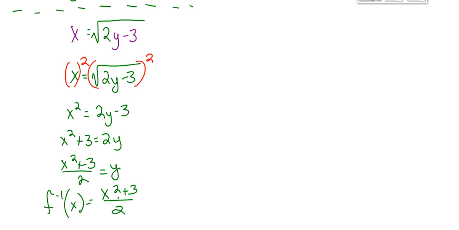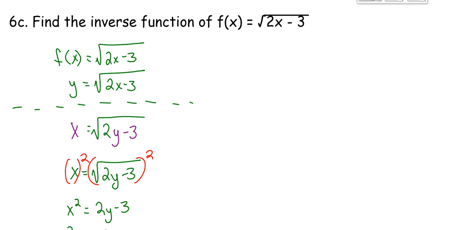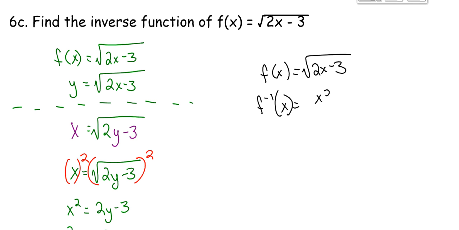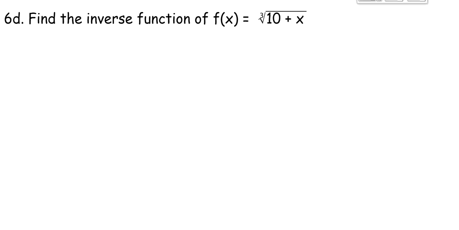And again, I like thinking about writing these next to each other. So our original here is f of x equals the square root of 2x minus 3, and then our f inverse of x equals (x squared plus 3) divided by 2. Can you see how that's doing and undoing as we go? I'm going to move on to the last one here. This is f of x equals the cube root of 10 plus x.